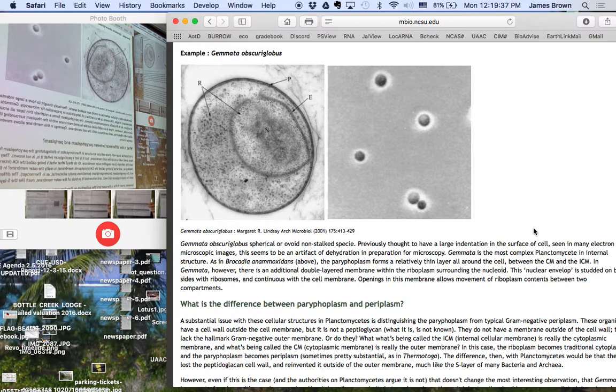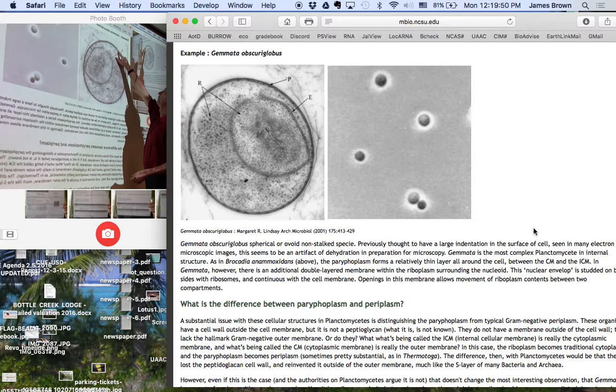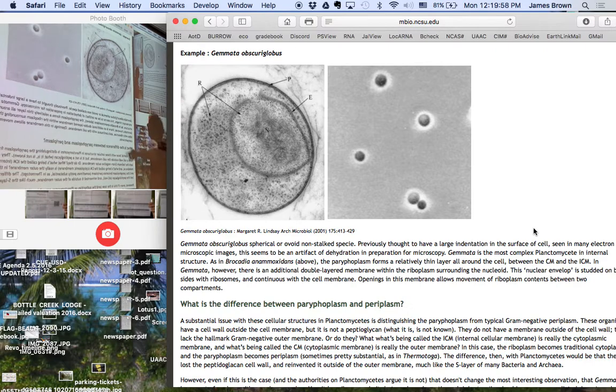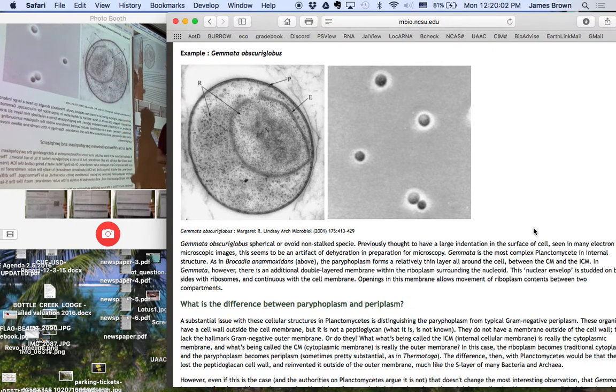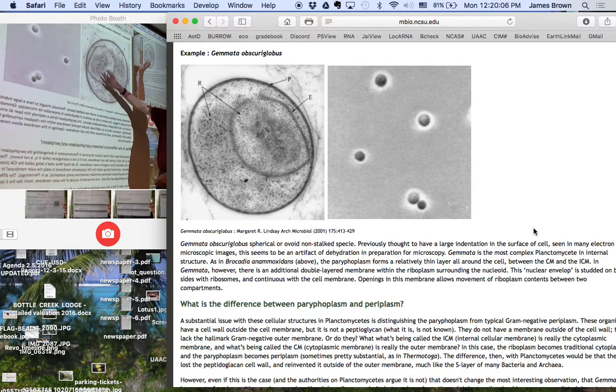Here's the most amazing one of all, Gemmata obscuriglobus. This thing is a coccus. It doesn't show up very well in this picture, but you have a cell membrane, the inner cell membrane, so its periplasm is in between. And you have these internal membranous structures. And here's the nucleoid, which is condensed.